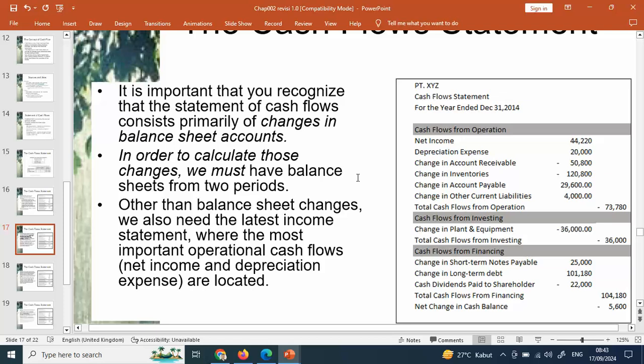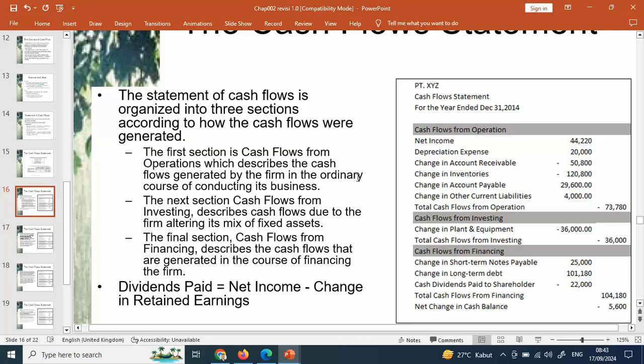Other than balance sheet changes, we also need the latest income statement, where the most important operational cash flows are located. So on the top of the cash flow, we put the income statement. Income statement last time is 44,200.